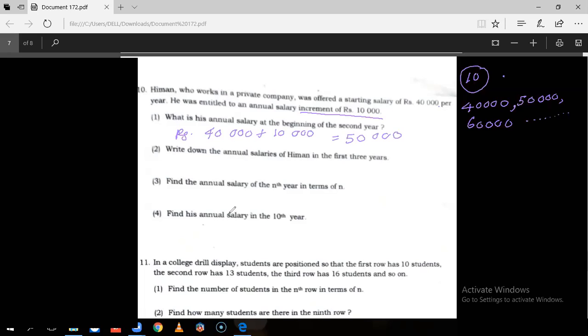Write down the annual salaries of Himan in the first 3 years. We can write it like this: 40,000, 50,000, 60,000. Find the annual salary of the nth year in terms of n.